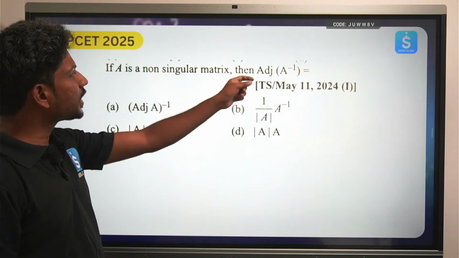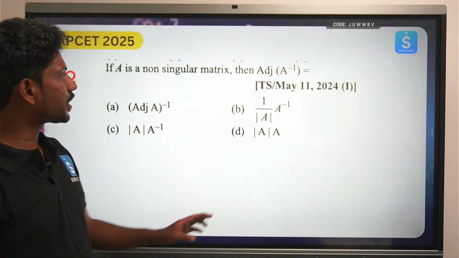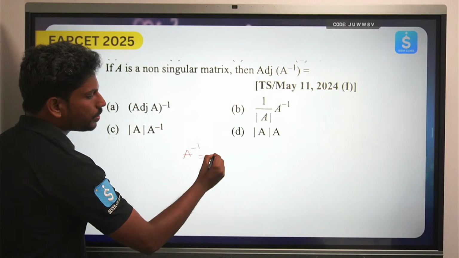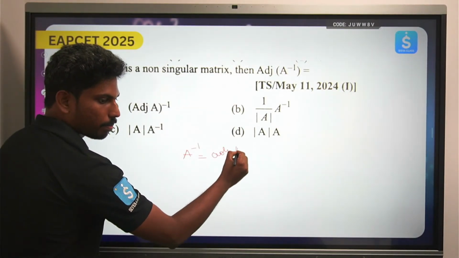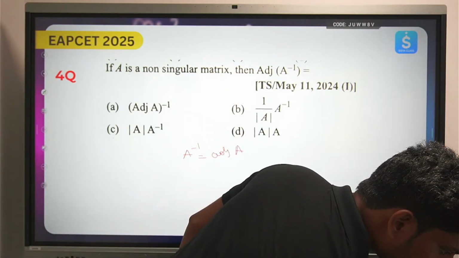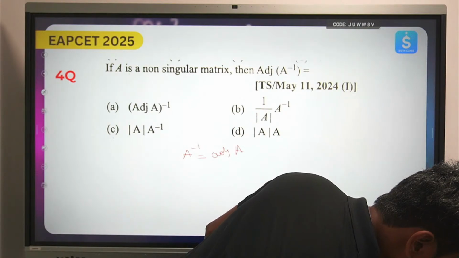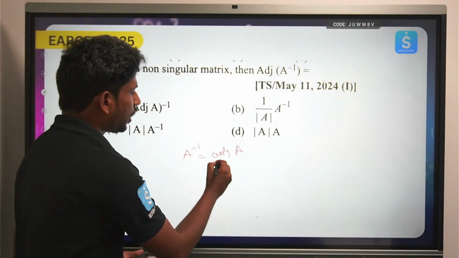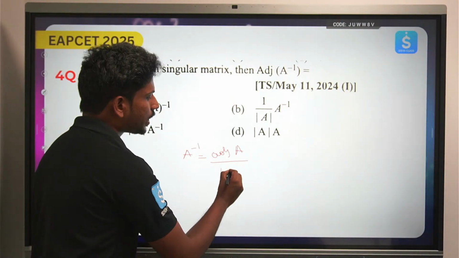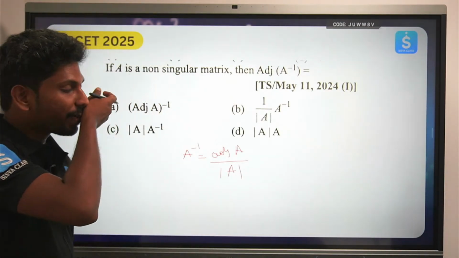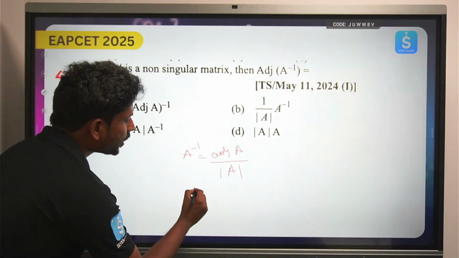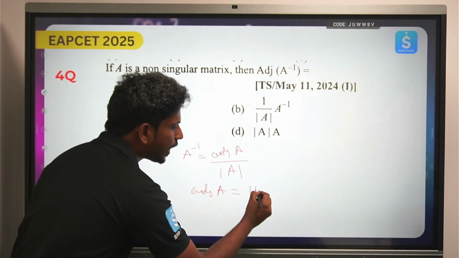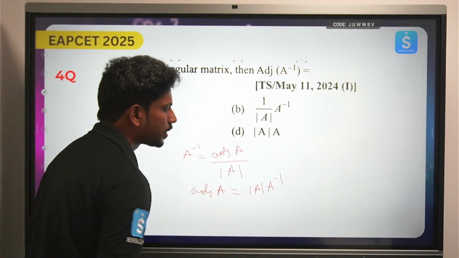If a non-singular matrix, adjoint of A inverse is... So see here, A inverse is equal to adjoint A by det A. I'll be taking classes every day. A inverse is equal to adjoint A by det A. So from here I can write adjoint A is equal to det A into A inverse.